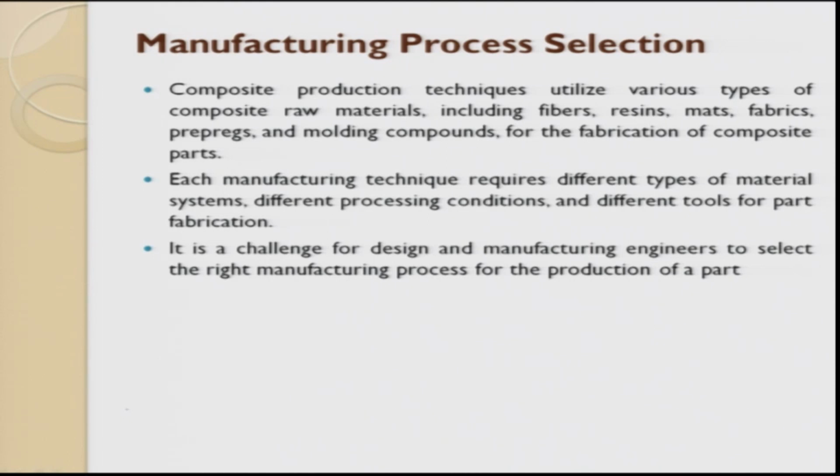So, manufacturing process selection. The composite production technique utilizes various types of composite raw materials, which include fiber, resin, mat, fabric, prepreg and the molding compound for fabricating a composite. Each manufacturing technique requires different types of material systems, different processing conditions, and different tools for producing a part. It is a challenge for the design and manufacturing engineer to select the right manufacturing process for the production of a part.